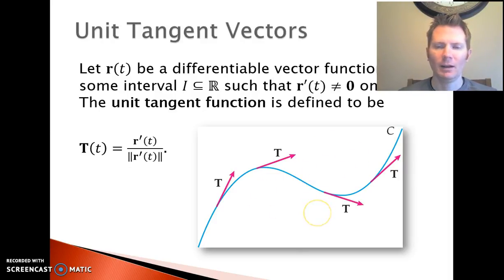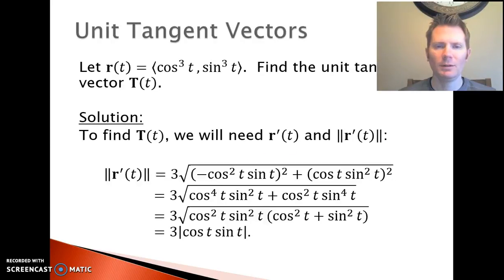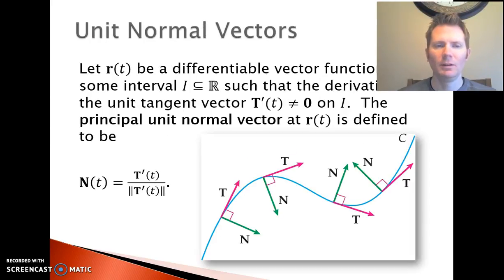And then after the unit tangent vector, we developed the unit normal vector. The unit normal vector is normal or orthogonal to the unit tangent vector at any given point that you choose, and you can find the unit normal vector by taking the derivative of T and dividing by the magnitude of that derivative of T. So once again, that will produce a unit vector.